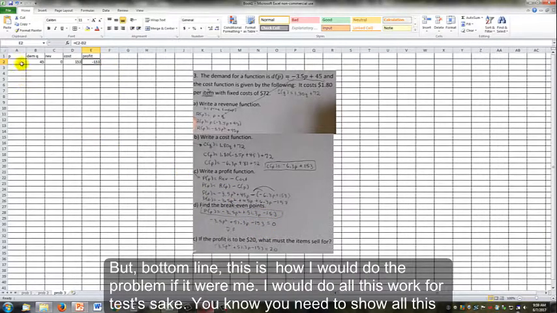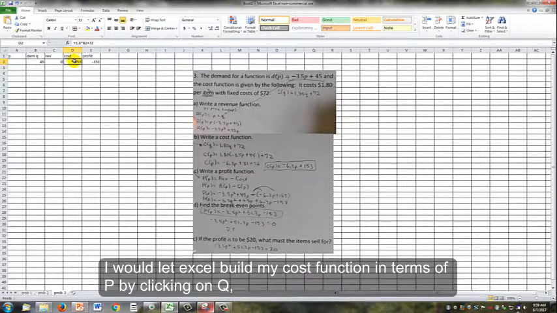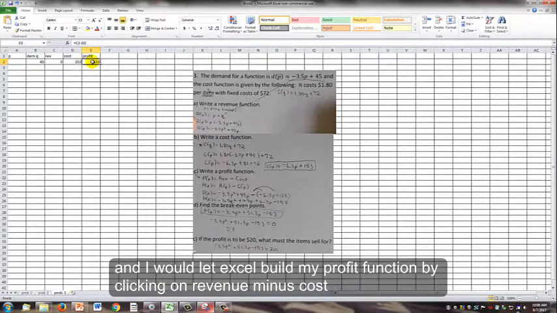So you would have to know how to take the derivative of an algebraic function. But bottom line, this is how I would do the problem if it were me. I would do all this work for the test's sake. You need to show all this work. But then when it came time to use Excel, I would let Excel build my revenue function. I would let Excel build my cost function in terms of P by clicking on Q. And I would let Excel build my profit function by clicking on revenue minus cost.